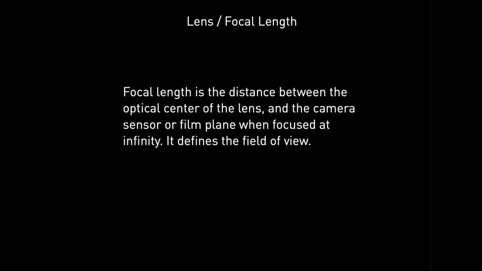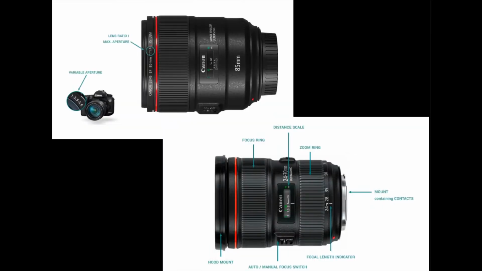Okay, so just so you know, focal length is the distance between the optical center of the lens and the camera sensor or film plane when focused at infinity. It defines the field of view. Okay, so we'll come back and I'll talk about this in a little bit. But the first thing I want to show you here is this slide. And here I want to break down what you're going to expect to see when you're looking at your lens. Okay, so all of you are going to have something that looks like this on your lens.